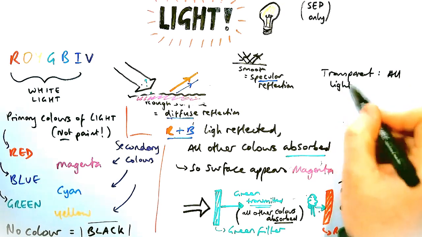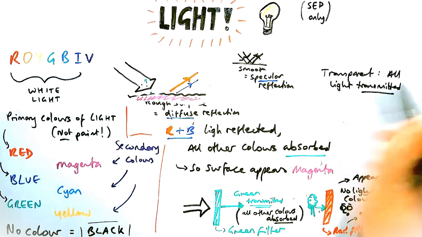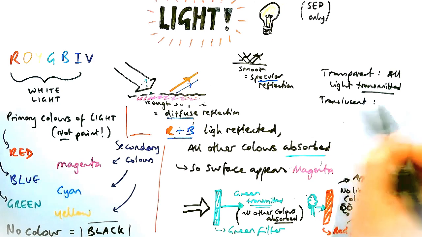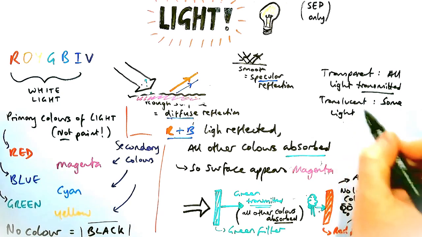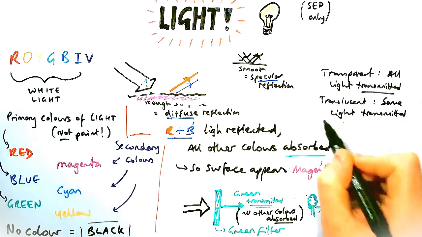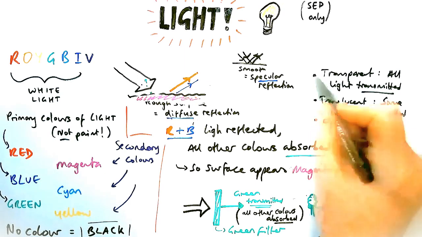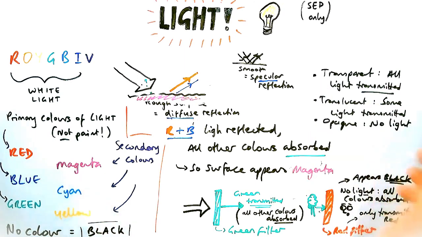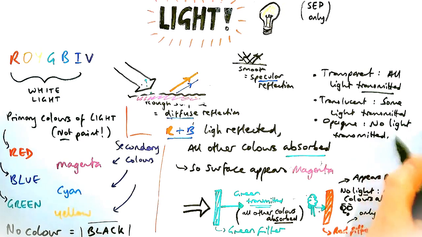A couple of key definitions to do with light to finish off is that transparent materials means all light is transmitted or let through. Translucent materials means some of the light is transmitted. And opaque materials mean that no light at all is transmitted. It's all absorbed.